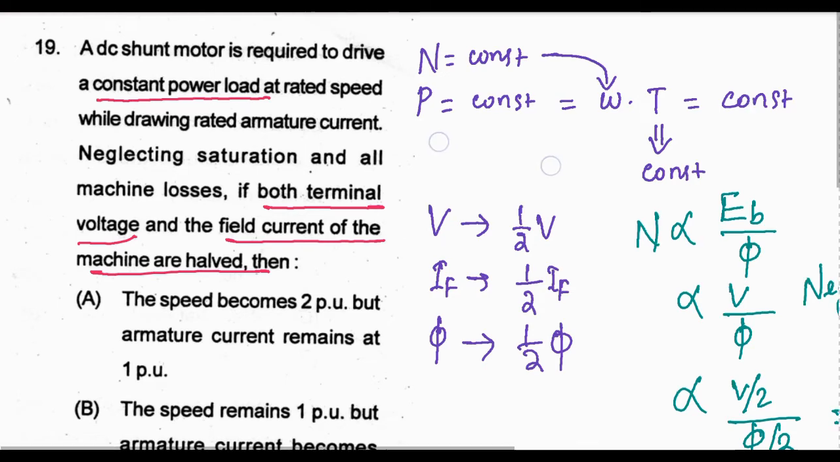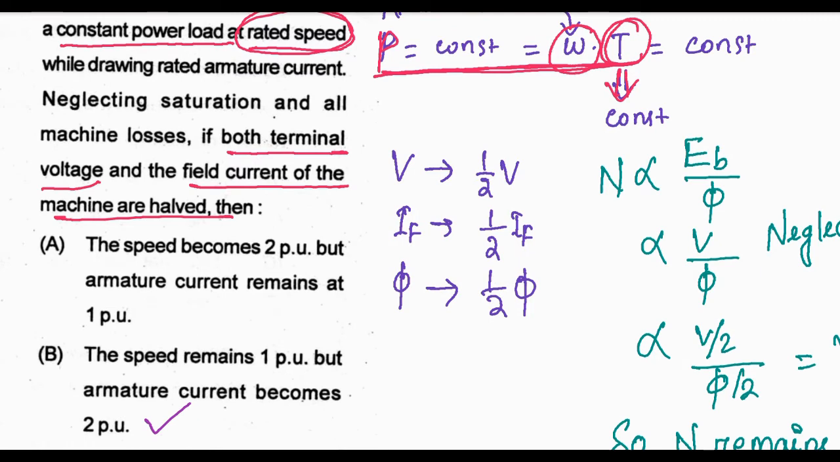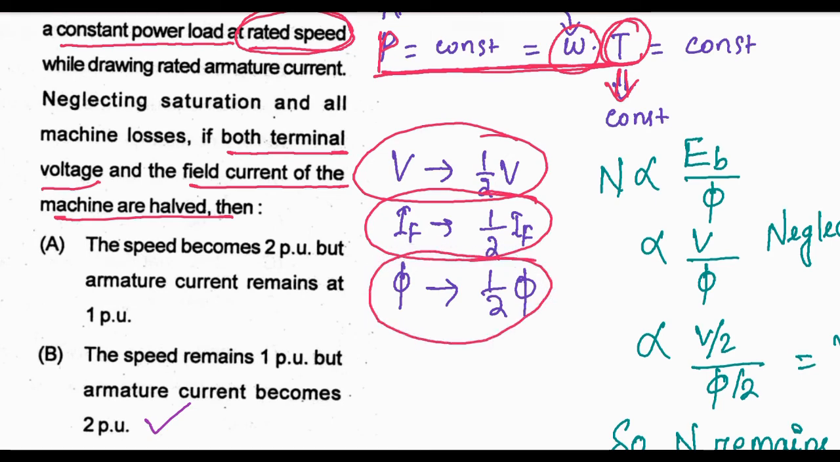Now given here that N is constant, because this is rated speed. N is constant, P is constant, P is equal to omega into T, omega is 2 pi N by 60. As N is constant, omega is also constant. So as P is constant, T will also be constant, that is torque will be constant. Now what is given? V will be halved, that is terminal voltage will be halved, field current will be halved. Field current halved means the flux will also be halved.